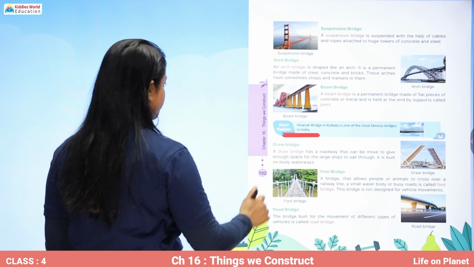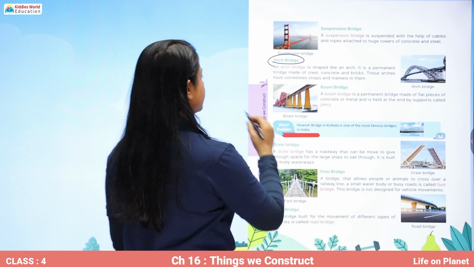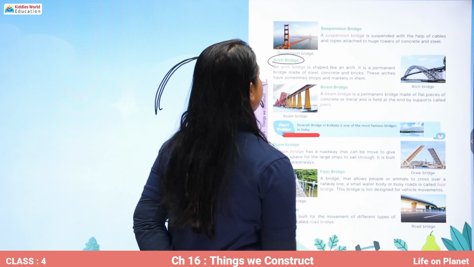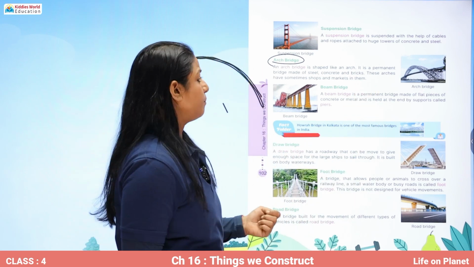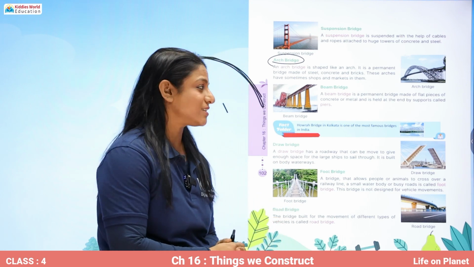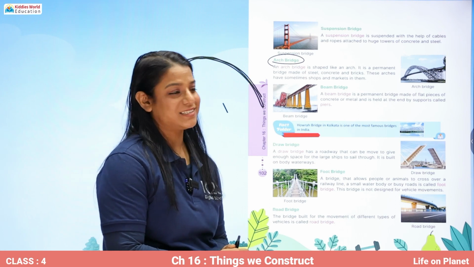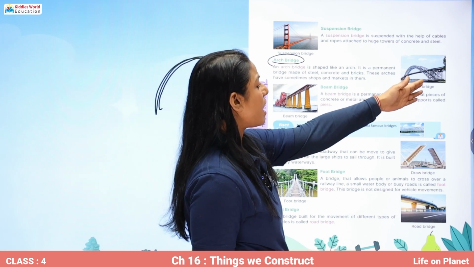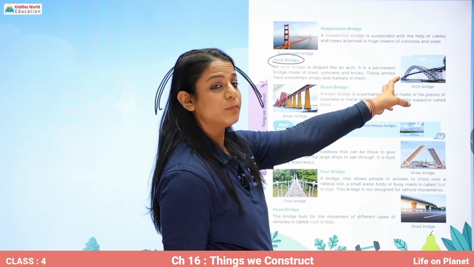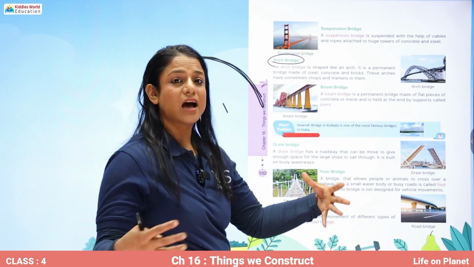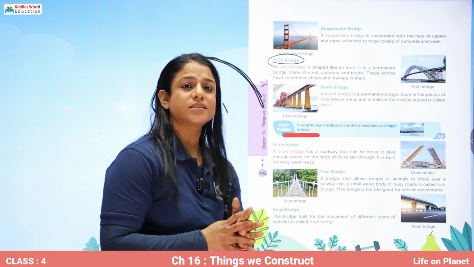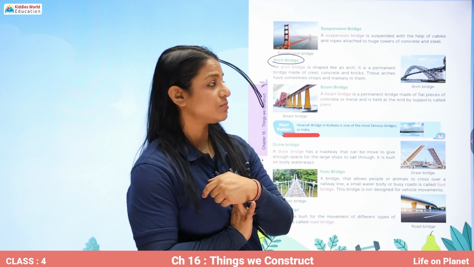Now, what is an arc bridge? An arc bridge is like an arc shape. It is a permanent bridge made of steel, concrete and bricks. These arches sometimes have shops and markets in them. Wow, how nice is that? So an arc bridge looks like this. Mostly the steel is visible on arc bridges, and on these arc bridges there are shops and vendors sitting. When people cross these bridges, they buy different items from them.